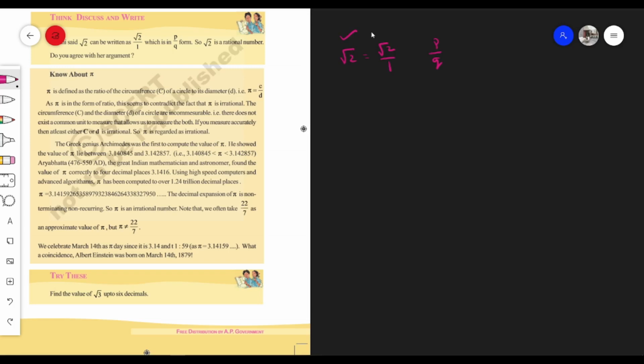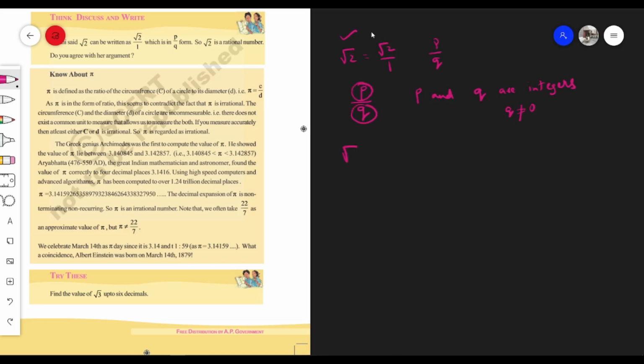But before actually defining rational numbers, we must understand something carefully. Yes, all those that can be put in the form of p by q are rational numbers, provided p and q are integers. They must be integers. So the numerator must be an integer and the denominator must be an integer, with q not equal to 0 anyway.